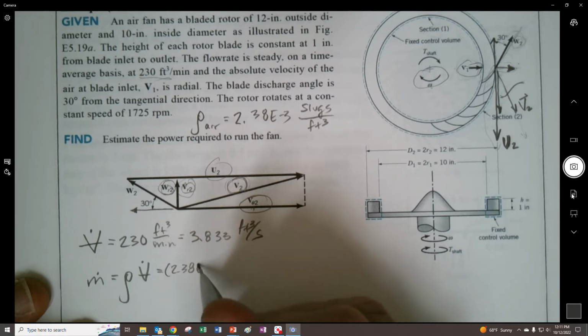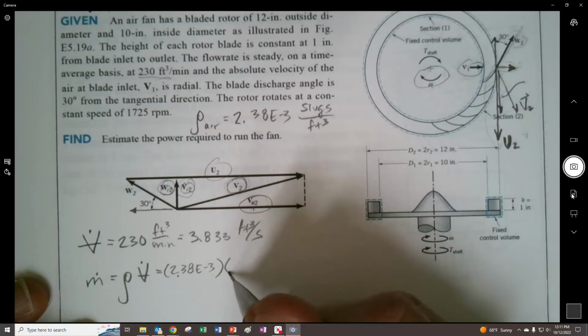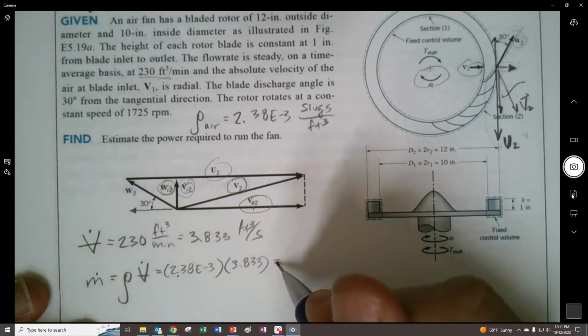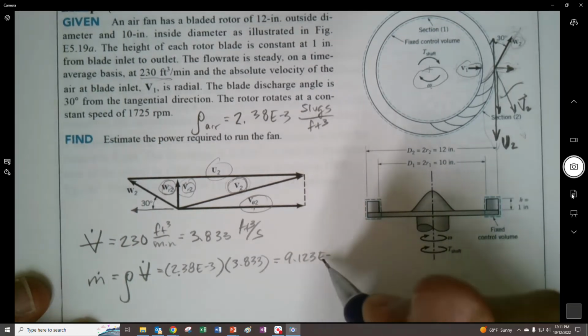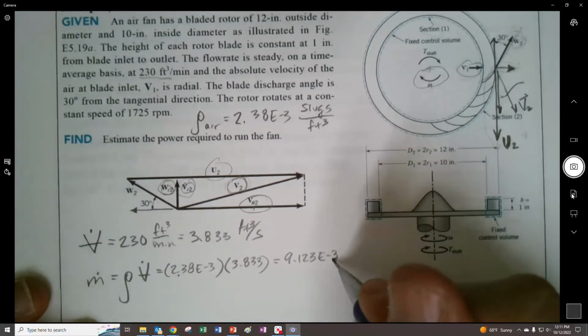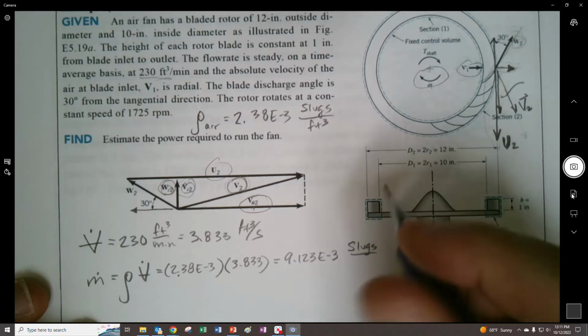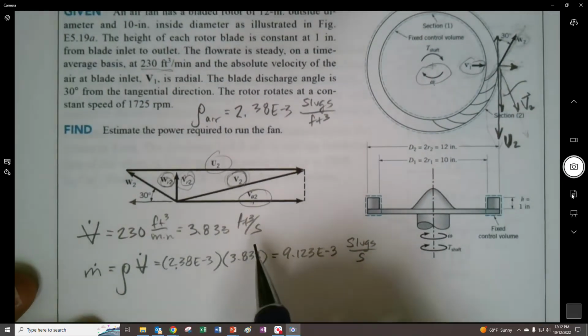2.38 e minus 3. Put the decimal, make it clear. And the 3.833 cubic feet per second. And that's going to give us a small number, but it doesn't hurt. I like to use this little E designation because that's the way my calculator does things. It's also what Excel looks like, so I don't like going to the 10 raised to the whatevers. Okay, so there's some preliminary things.